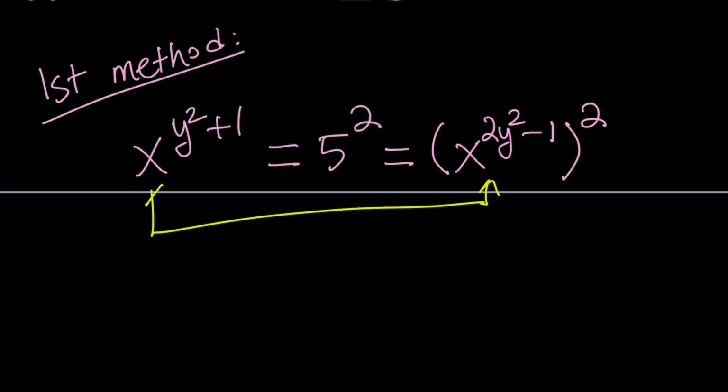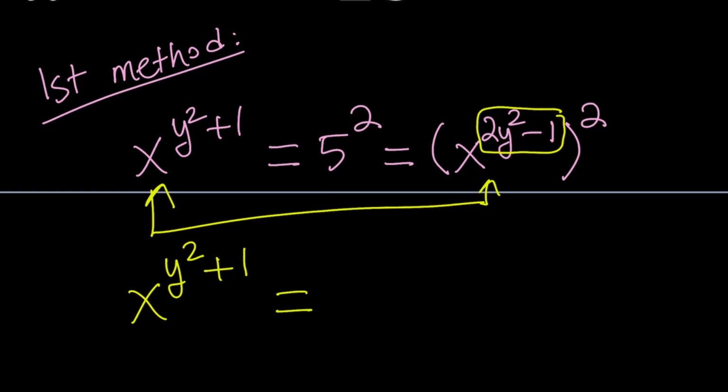Here's what we're going to do. Since we are squaring an exponential, we're going to multiply the exponent by 2, so we distribute it. That's going to equal x to the power y squared plus 1. So this equals x to the power 4y squared minus 2, because we distribute the 2.